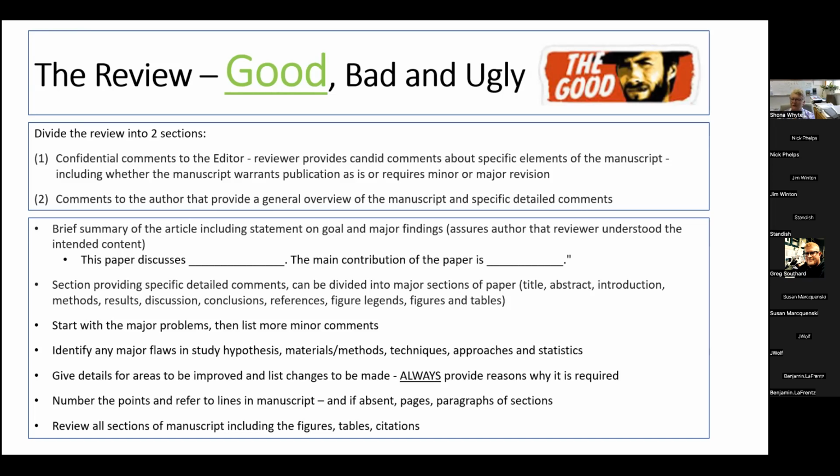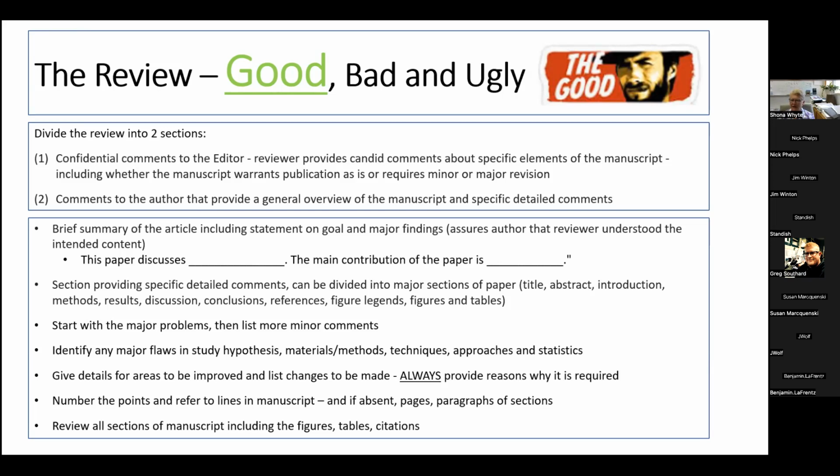You can divide it into major sections, or you can just go line by line. The manuscript should have line numbers. If it doesn't, then you make that comment that it should, and then you can go through each of the sections specifically. You should start with major problems and list more minor comments.